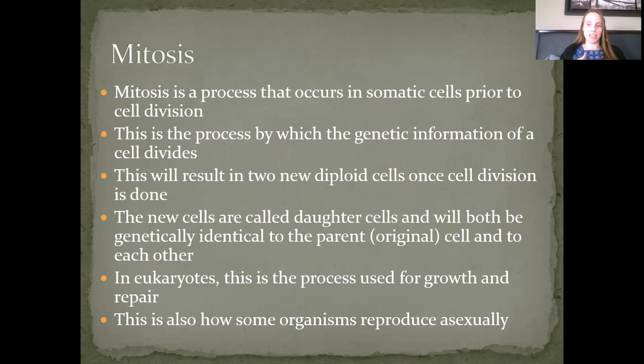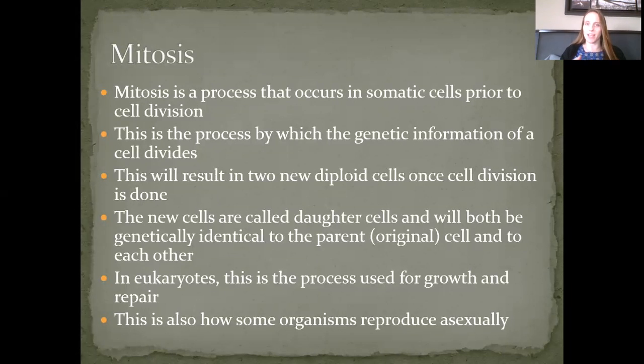Mitosis is the way that your genetic information divides, so your DNA essentially. And at the end of mitosis, you will end up with 2 new diploid cells. And just a reminder, by diploid, we mean that they have 2 copies of every chromosome. Each of those 2 new cells will be identical to each other. They will also be identical to the parent cell or the original cell. So we call the new cells the 2 daughter cells and the original the parent cell.